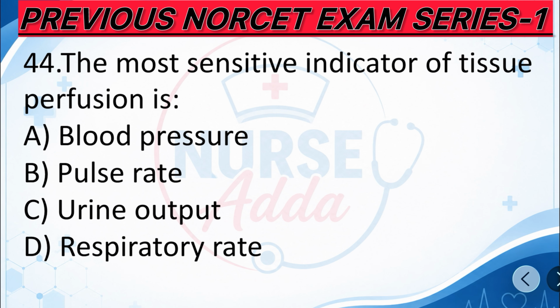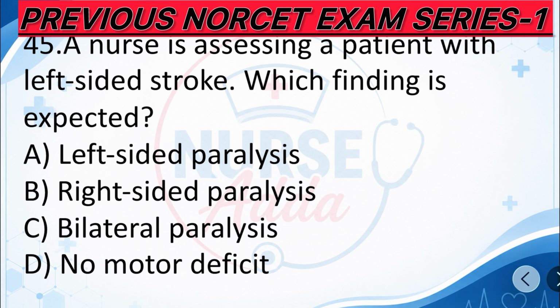The next one, the most sensitive indicator of tissue perfusion is blood pressure, pulse rate, urine output, or respiratory rate. Right answer is option C, urine output. A nurse is assessing a patient with left-sided stroke. Which finding is expected? Left-sided paralysis, right-sided paralysis, bilateral paralysis, no motor deficit. The right answer is option B, right-sided paralysis.